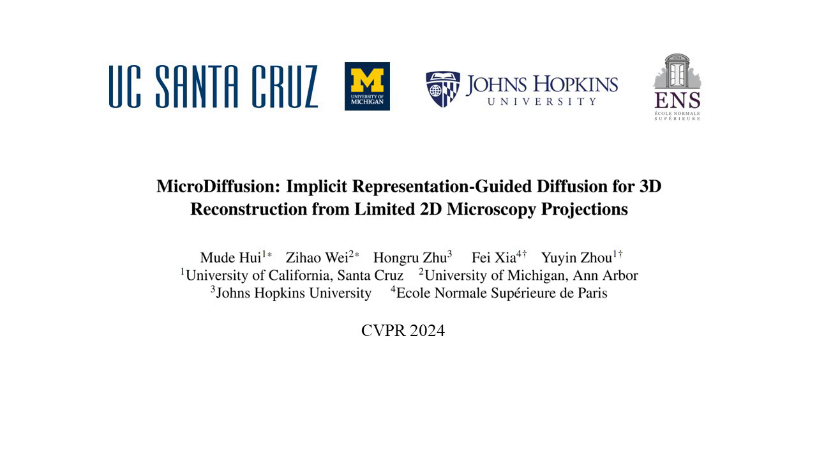Traditional methods typically require costly hardware and involve lengthy data acquisition processes. Against this backdrop, we introduce MicroDiffusion, a novel technique that enhances the efficiency of reconstructing 3D models from sparse 2D images using implicit representation-guided diffusion processes.